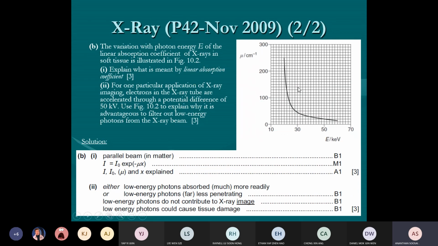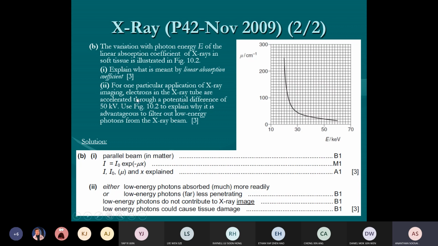Again this is about X-rays. This is how mu changes, this is the absorption. The variation with photon energy of the linear absorption coefficient of X-rays in soft tissue is illustrated. So the absorption coefficient depends on the energy, the voltage applied to produce the X-ray. Explain what is meant by linear absorption. Actually, explain the equation for linear absorption. For a parallel beam of matter, I equals I naught e to the power minus mu x. You explain what is meant by I naught, mu, and x. Mu is the linear absorption coefficient.